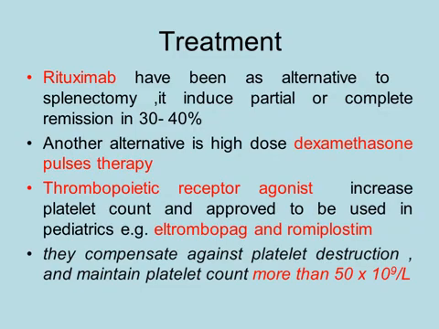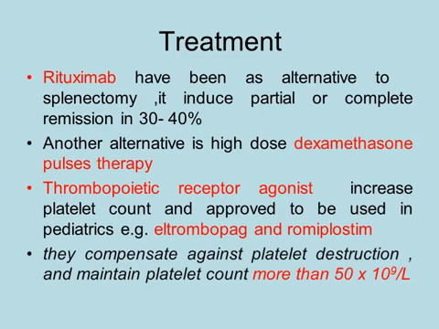Rituximab has been used as an alternative to splenectomy. It induces partial or complete remission in 30 to 40%. Another alternative is high-dose dexamethasone pulse therapy.